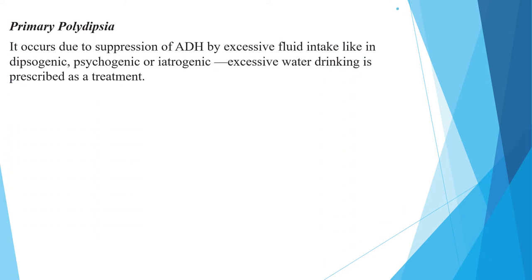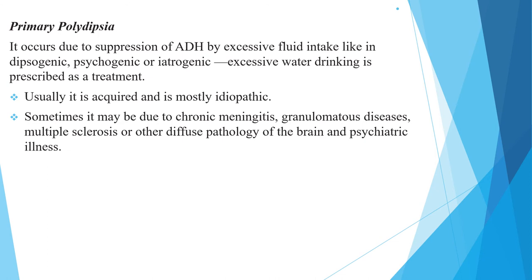The other is primary polydipsia, and this occurs due to suppression of antidiuretic hormone by excessive fluid intake, like in dipsogenic, psychogenic, or iatrogenic causes, like excessive water drinking, which is prescribed as a treatment. And this is usually acquired and mostly idiopathic. Sometimes it might be due to chronic meningitis, granulomatous disease, multiple sclerosis, and other diffuse pathology of the brain and the psychiatric illness.